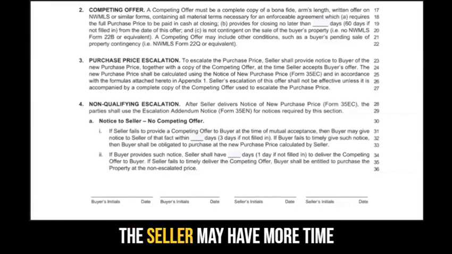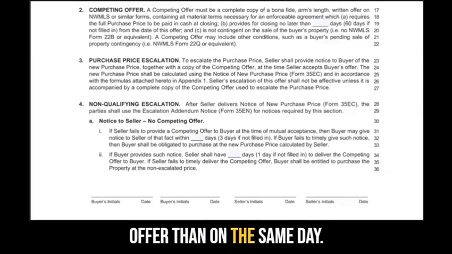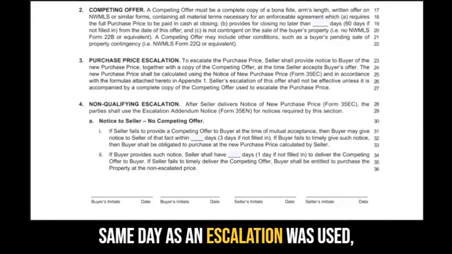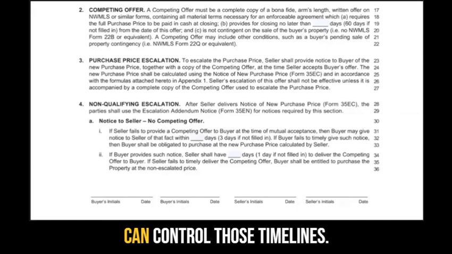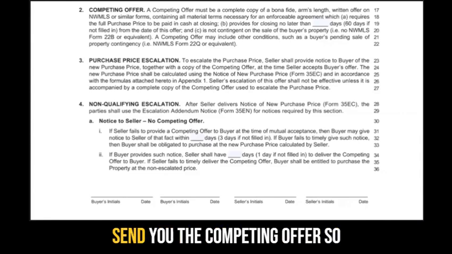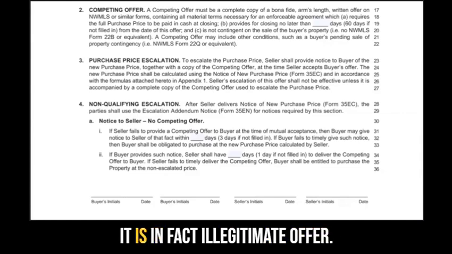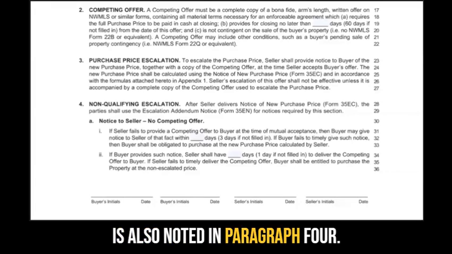The seller may have more time to deliver that competing offer than on the same day. We used to have to deliver it the same day as an escalation was used, but in paragraph 4, we actually can control those timelines. Now, the default for those timelines is 3 days for a seller to send you the competing offer so you can check it and make sure it is, in fact, a legitimate offer. And then the buyer's response time is also noted in paragraph 4.